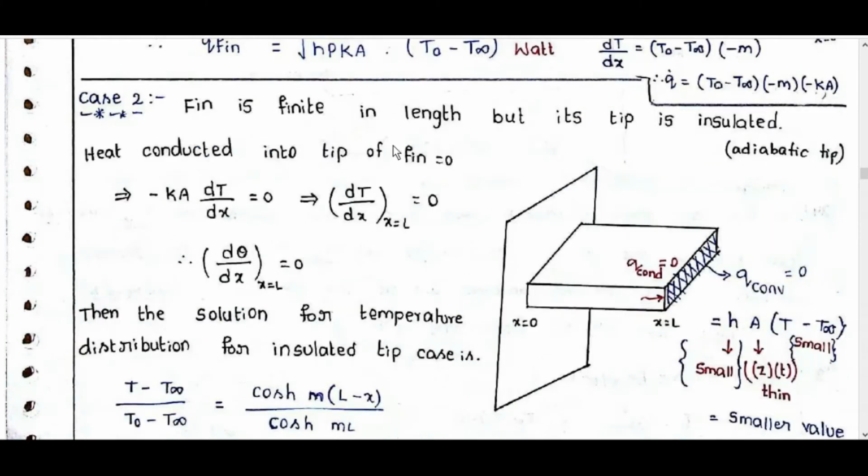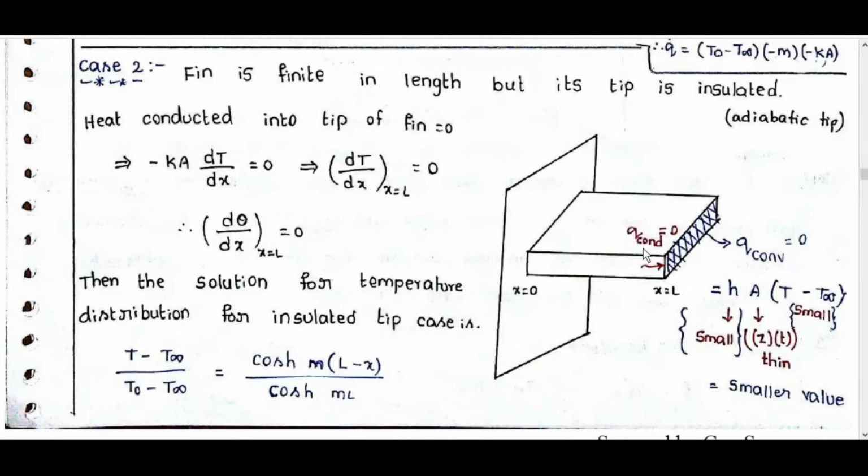Fin is finite in length, but its tip is insulated. Heat conducted into the tip of the fin is equal to 0. Minus KA dT/dx is equal to 0, so dT/dx at x equal to L is equal to 0. Here, this Q conduction at the end will be 0. So dθ/dx at x equal to L is equal to 0. This is one boundary condition.